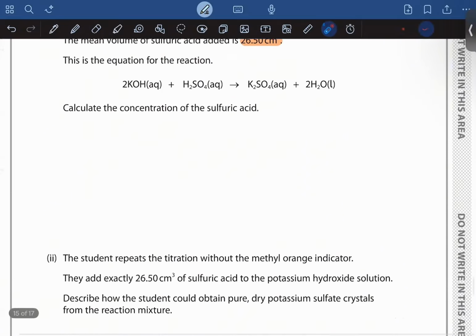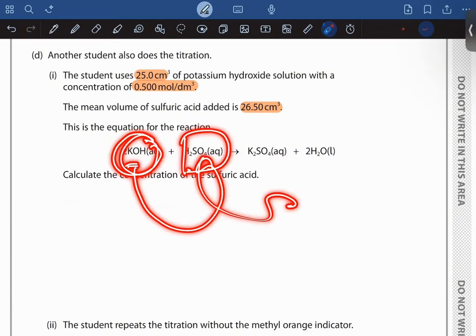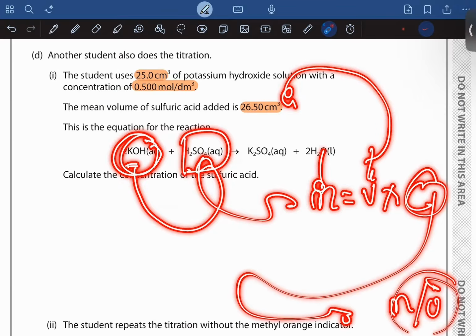Moving on. Now, it says that another student also used titration. The student uses this volume of the base with the concentration of this sodium hydroxide, and the mean volume for the sulfuric acid was this. Okay, I understood. You find the moles of it. Once you have the moles of it, you find the moles of this as well. And moles of something in solution, you have the volume of the acid, you know the moles of it. Now you find the concentration by dividing the number of moles by volume.